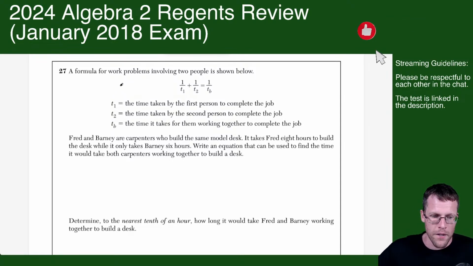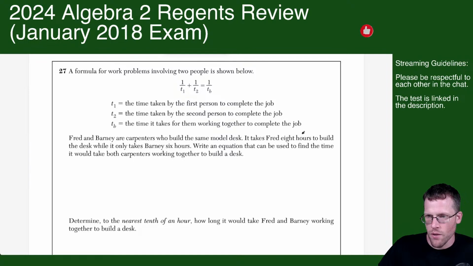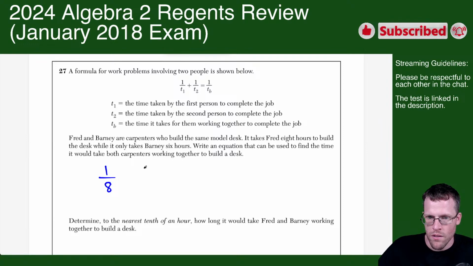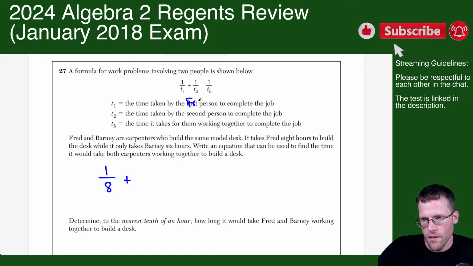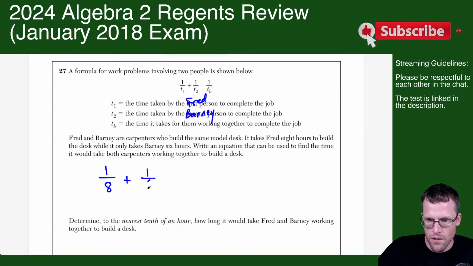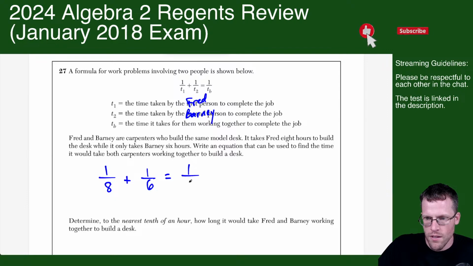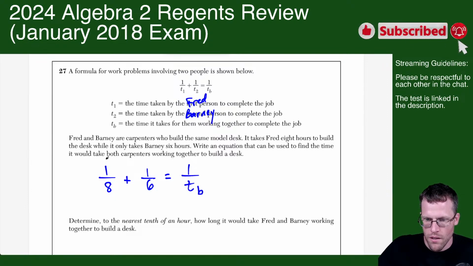All right. So let's just see. Fred and Barney. So Fred takes 8 hours. So that's 1/8. Plus, because T1 is the time it takes the first, we'll say Fred, and we'll say Barney is the second person. And Barney takes 6 hours. Write an equation that could be used to find the time it would take both carpenters working together. That's T sub B. So there it is.